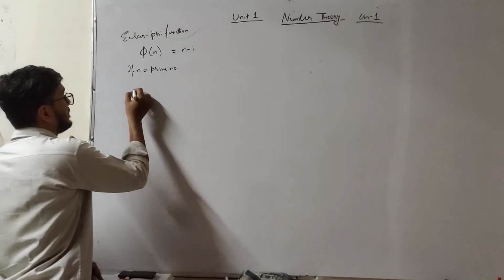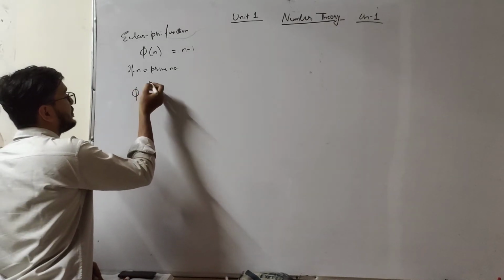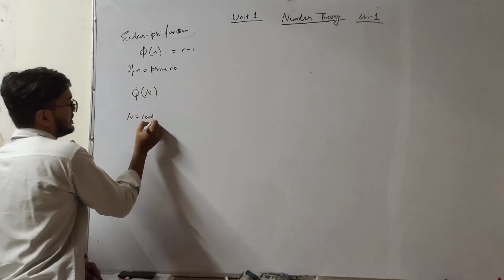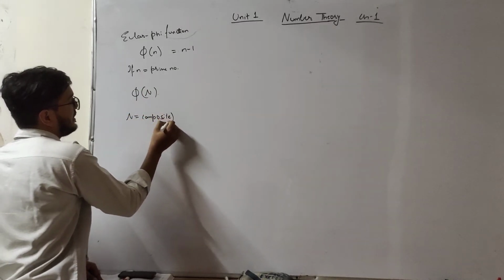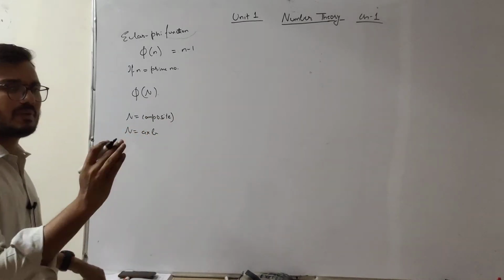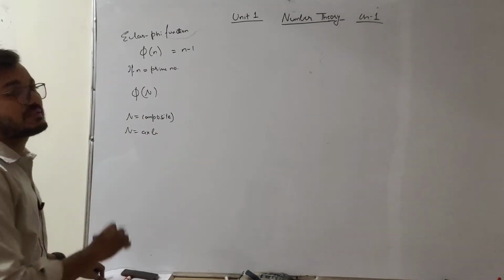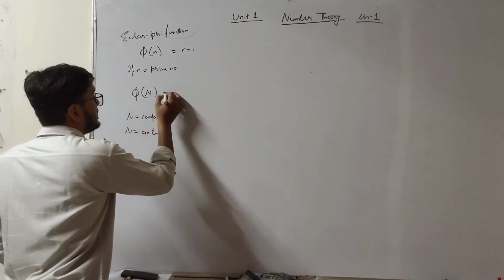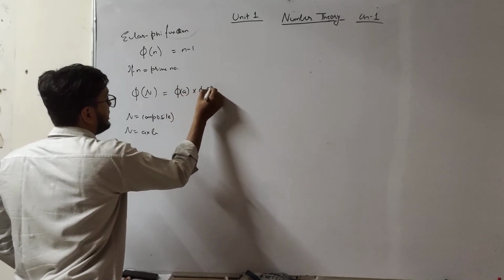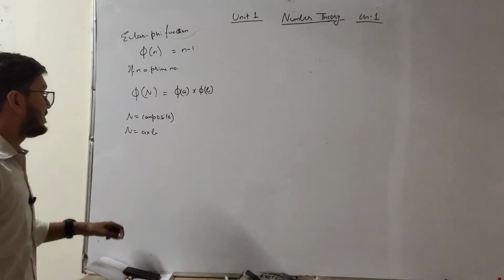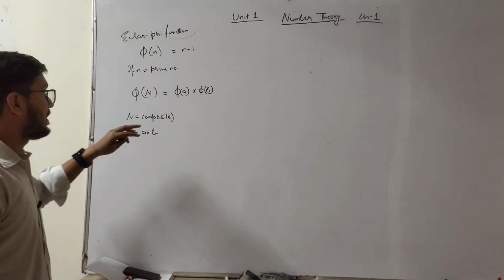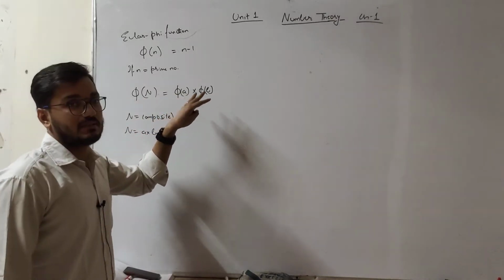Suppose n is a composite number. We can write n is equal to a into b. Suppose there are two numbers, any number, maybe prime, maybe composite. We can split n into two numbers a and b, so phi n can be written as phi a multiplied by phi b. I will explain with the help of questions.